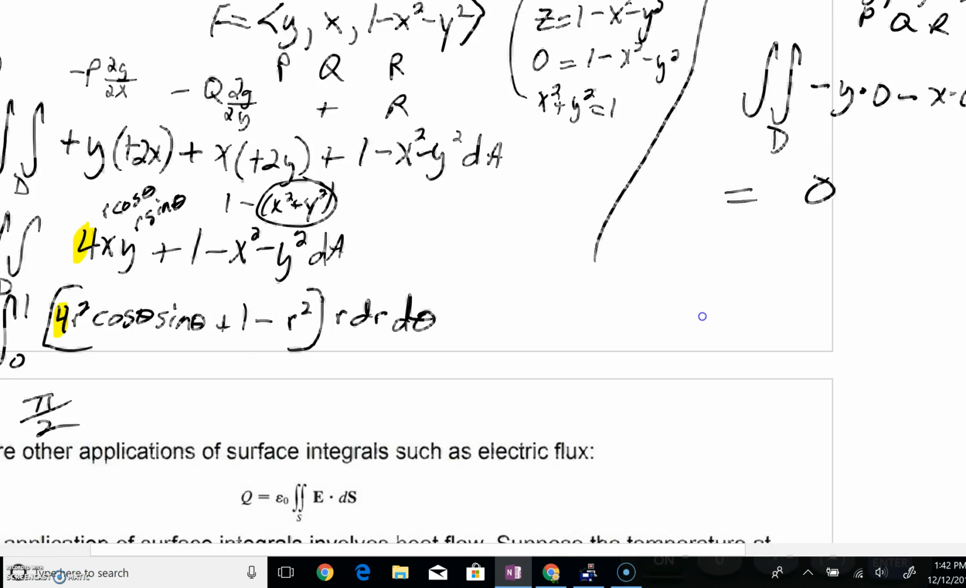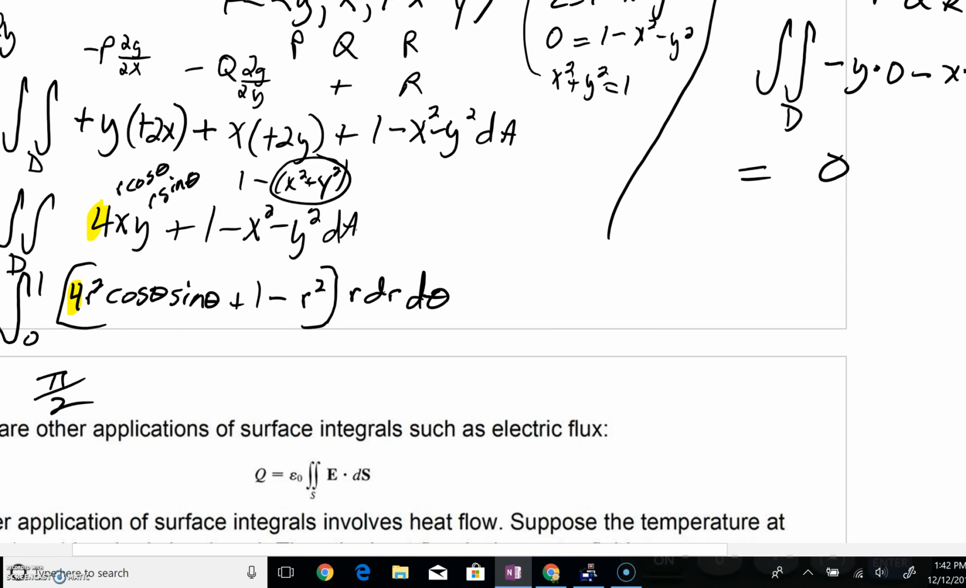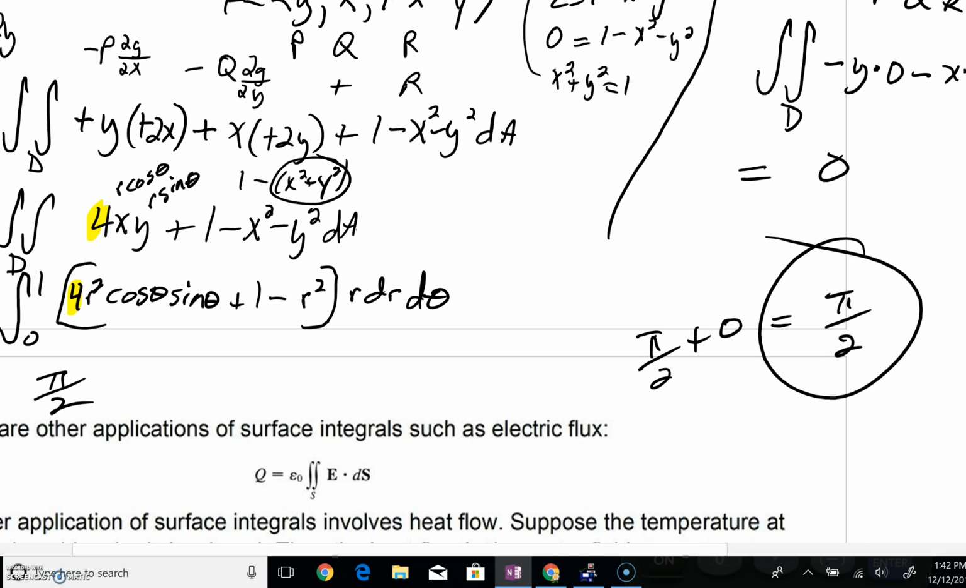So guess what? The total rate of flow is really pi over 2 plus 0. Final answer, thank goodness, is just pi over 2. Okay?